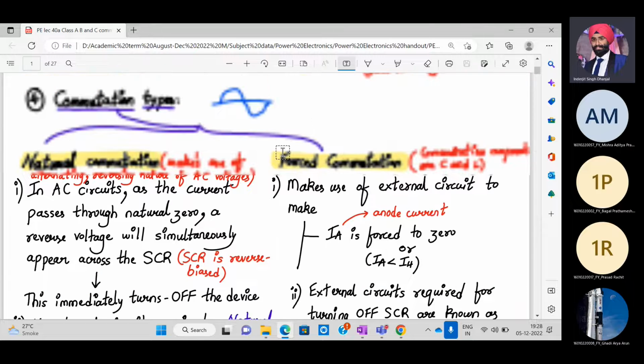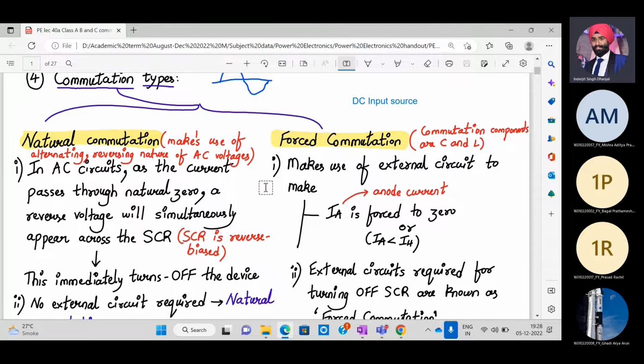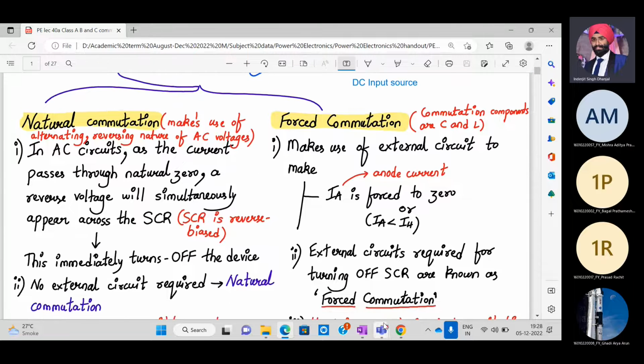Any doubt in both the techniques? Please let me know. I did not understand the second point. What did you not understand?